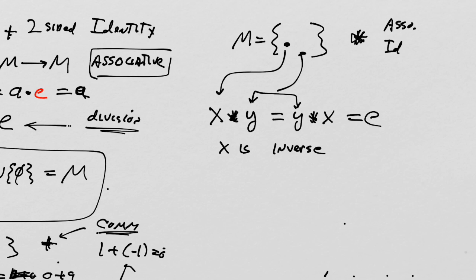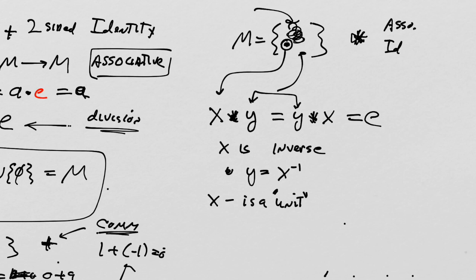And we can also say that Y is the inverse of X, and so we can write Y equals the inverse of X. And also, if X has this property, meaning that not every X in M is going to have this property, it's not going to be true for everything in this set, but if it is true for that guy, then X is a unit. I call it a unit.